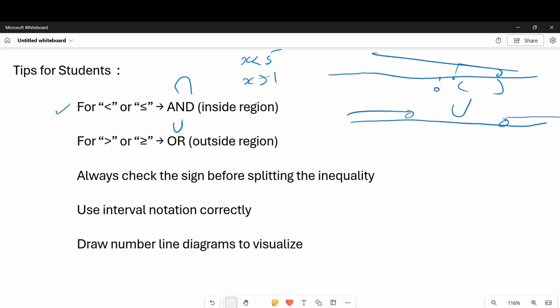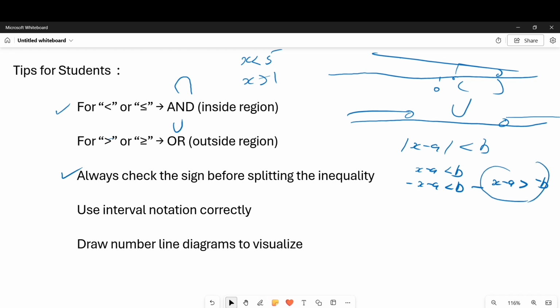Then the third one: always check the sign before splitting the inequalities. For example, absolute value of x minus a less than b. When splitting this, always look for two cases: x minus a less than b, and minus of x minus a less than b, which later becomes x minus a greater than minus b. This is how we do the two cases. So always check the sign. The sign is very important.